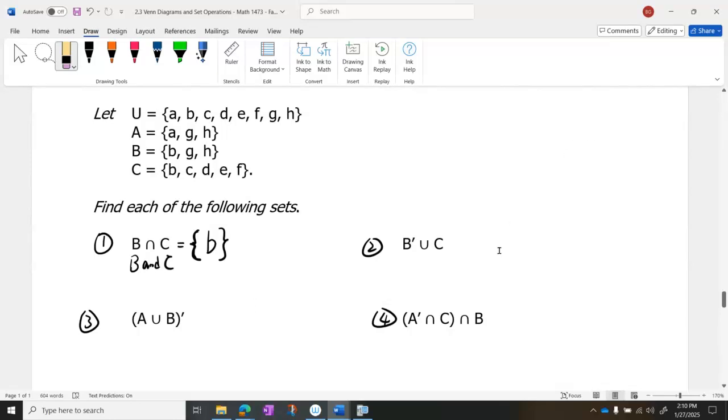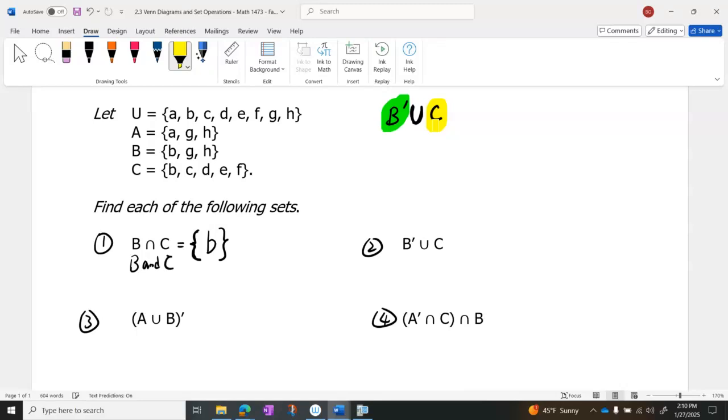Number two, we are looking for B prime union C. One important thing we need to know is to see the structure of the notation when it becomes too complicated. And this one is not that bad. B prime union C. The biggest structure is a union. This is a union of two sets, the green part and the yellow part.